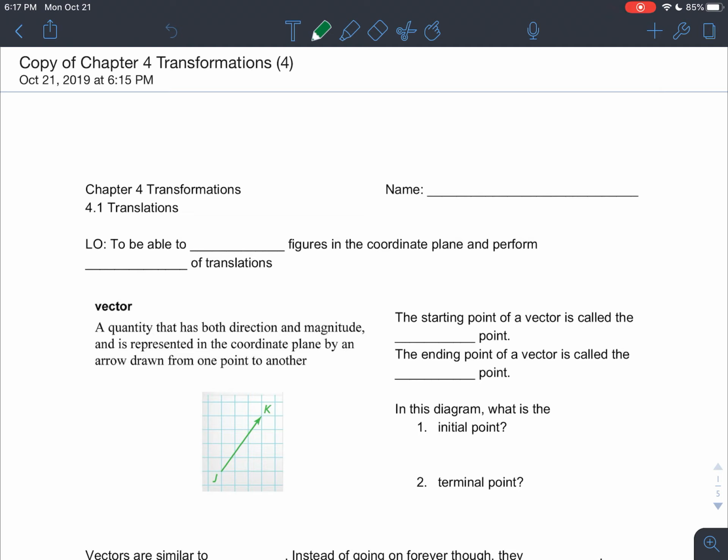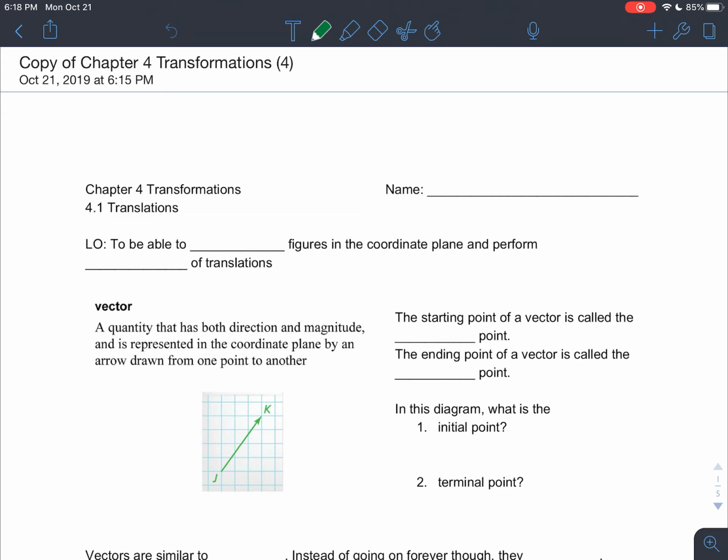Okay, so today we are looking at Chapter 4, which is about transformations. Section 4.1 is specifically about translations. We're going to end up looking at 4 different types of transformations altogether: translations, reflections, rotations, and dilations. Today we're just kind of getting our toes wet and checking out translations.